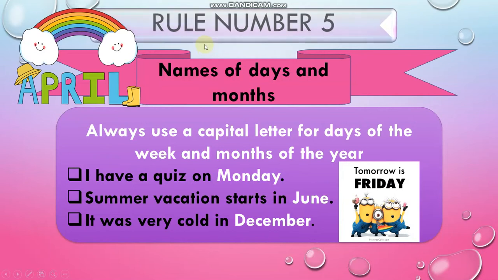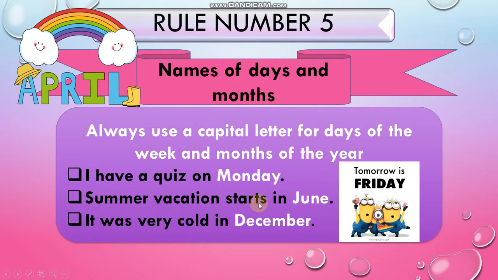Rule number 5. What's rule number 5? Names of days and months, like right here. April is wearing a nice hat and it always should be in caps. The initial letter should be capitalized. Always use a capital letter for days of the week and months of the year. Like if I have to say "I have a quiz on Monday," I'm going to capitalize the M in Monday because it's a day of the week. I'm going to capitalize it.